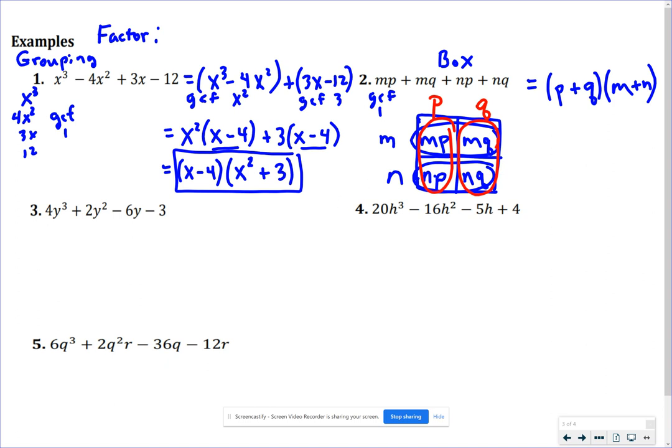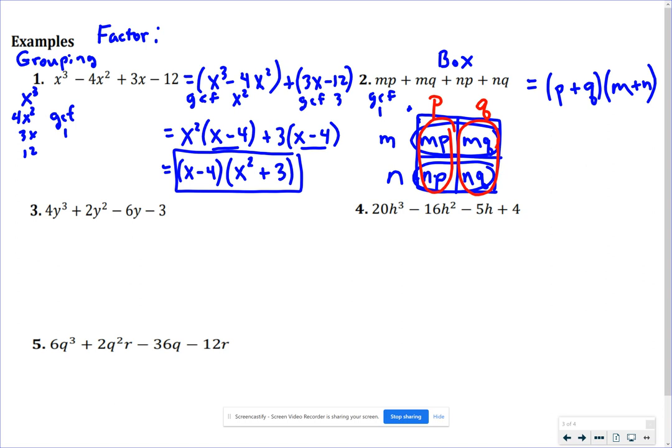And you can check your answer. Check it by multiplying it back out. M times P is MP. M times Q is MQ. Remember, this is a multiplication table. P times N is NP, and Q times N is NQ. It works.